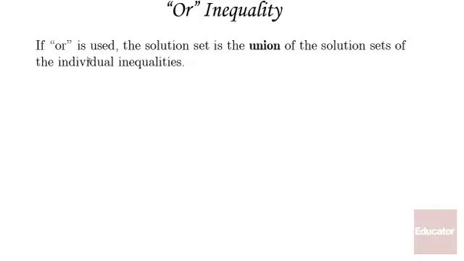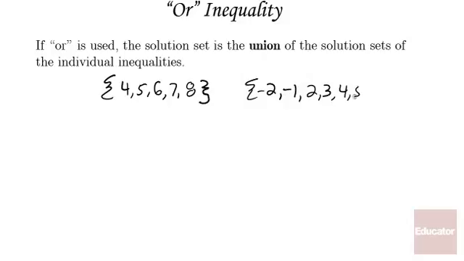If or is used in a compound inequality, the solution set is the union of the solution sets of the individual inequalities. Now, reviewing what a union is, just using numbers. If you have a set such as 4, 5, 6, 7, 8, and then you have another set -2, -1, 2, 3, 4, 5. And you're asked to find the union. Well, the union is any elements that are in either one of these or both. So if it's in one, if it's in the other, or if it's in both, that would be the union.